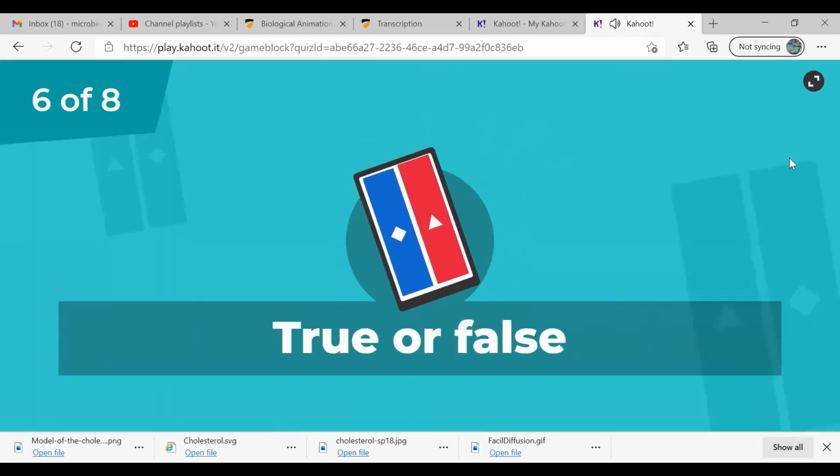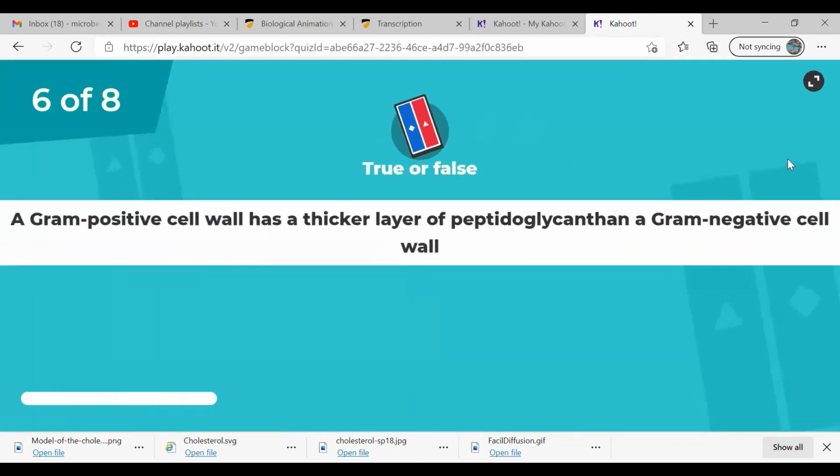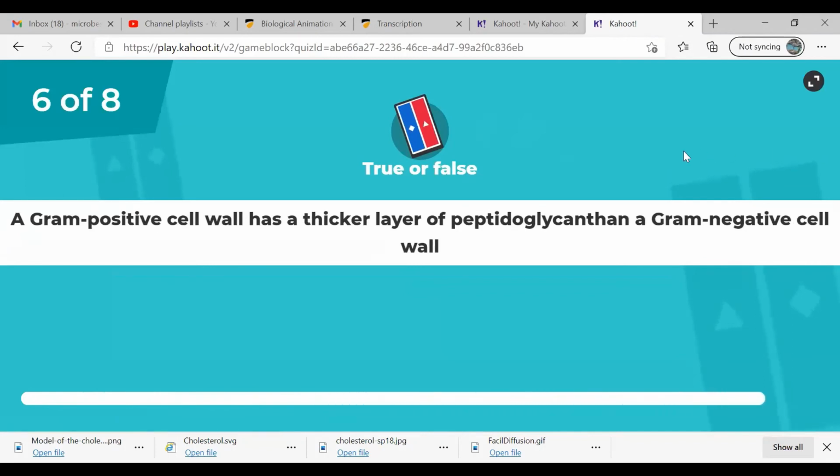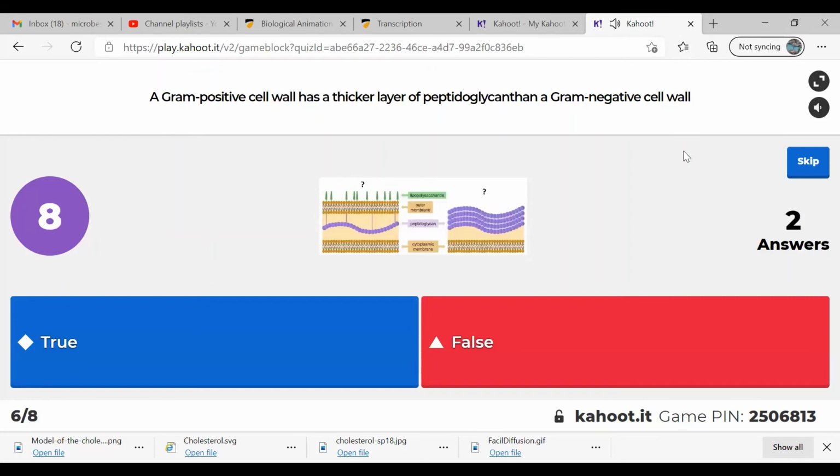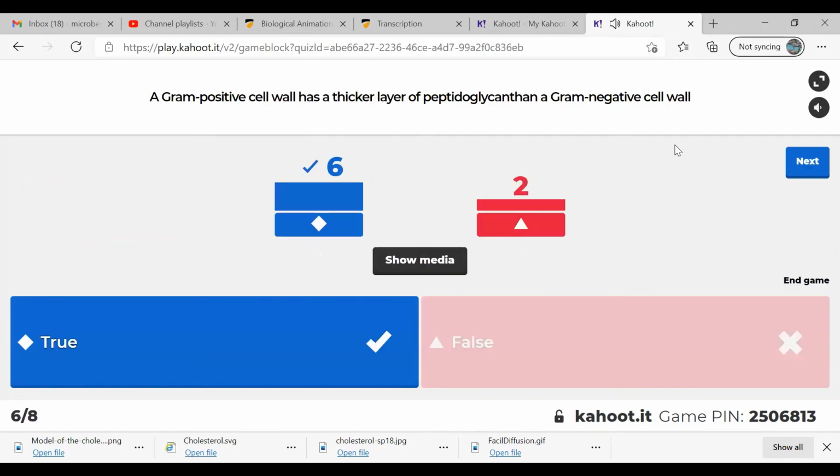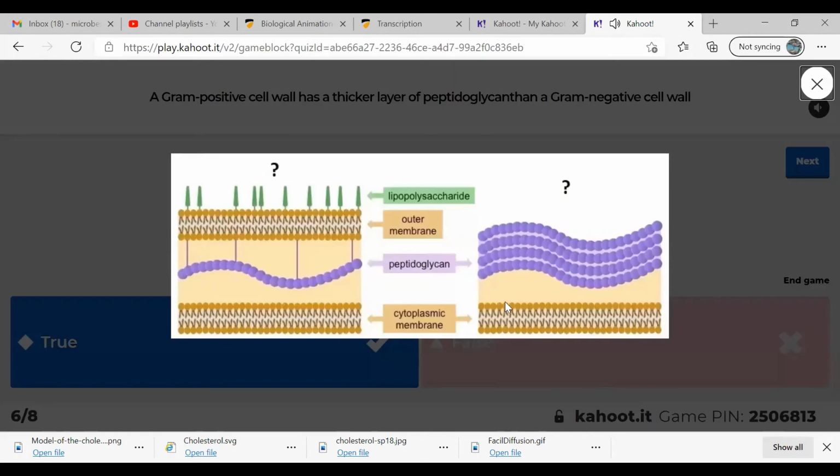Okay, a couple more questions, 6 of 8. A gram-positive cell wall has a thicker layer of peptidoglycan, spelling mistake, than a gram-negative cell wall. And the answer is true. So this is the gram-positive shown on the right, and remember it stains purple, and it looks a little bit like a plant cell wall, whereas the sandwich one is the gram-negative.